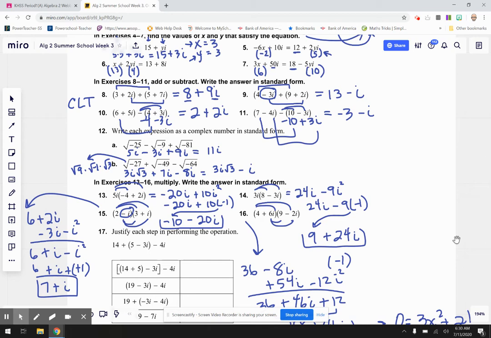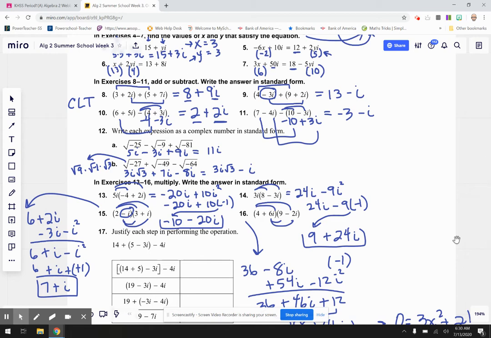Number 10, you have to distribute the negative sign. You've got to do negative 4, and negative times negative is positive 3i. Now you can combine 6 and negative 4 together. You have to subtract. That's how I got the 2. And then 5i minus 3i. So you had positive 5i's, you've got minus 3i's. So again, subtracting those gives you 2i's.